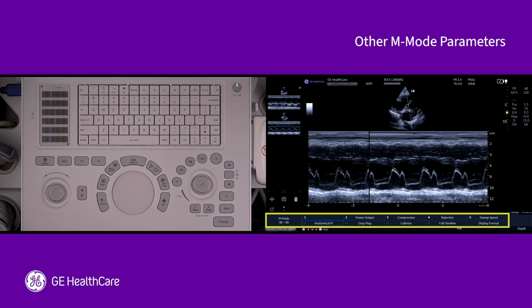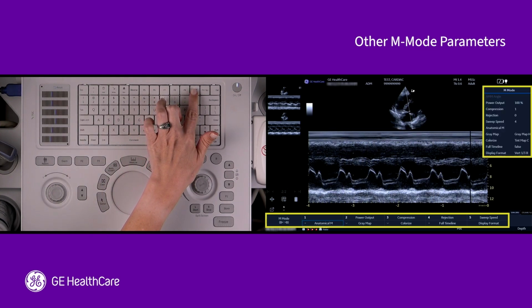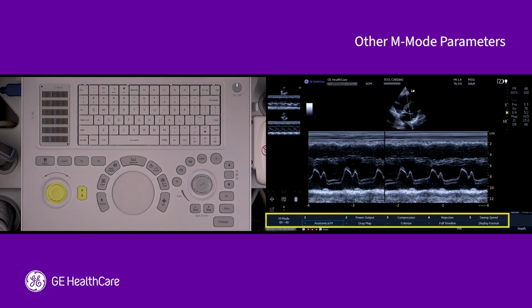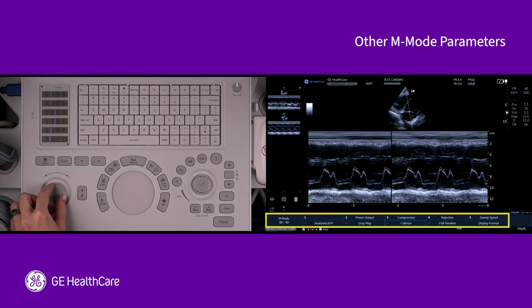Other M mode parameters can be found at the bottom of the screen and within the app menu. Use the rotary dial and up-down arrow keys on the left-hand side of the control panel to select.